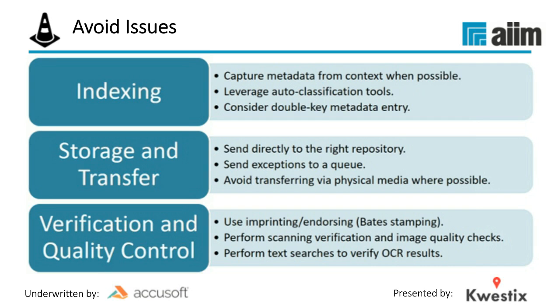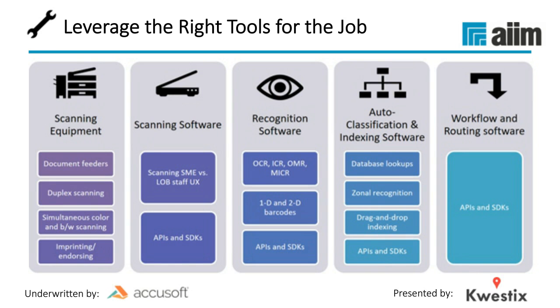Verification quality control on paper, you can use things like imprinting or endorsing, do image quality text searches just to verify that things are actually OCR'd properly. Let's talk about those right tools for the job. Now, the first column here, scanning equipment, again, that's paper documents. If you're doing that, it's important to make sure that you get the best tool for the job.